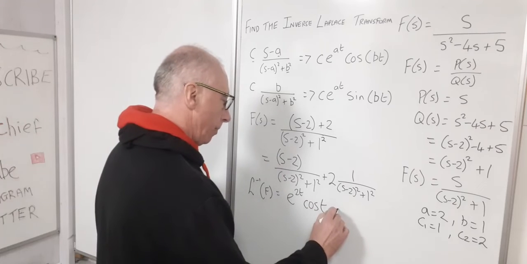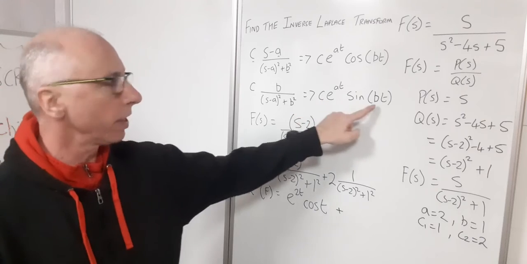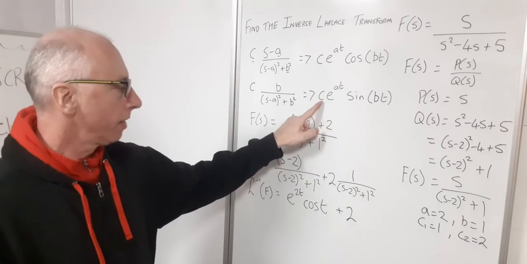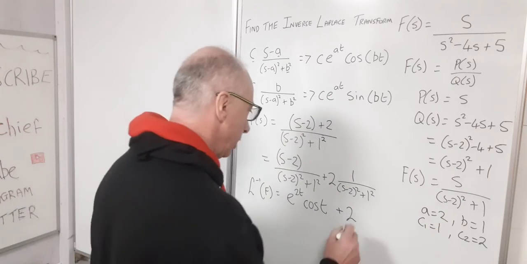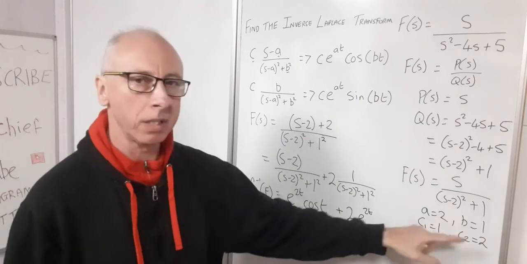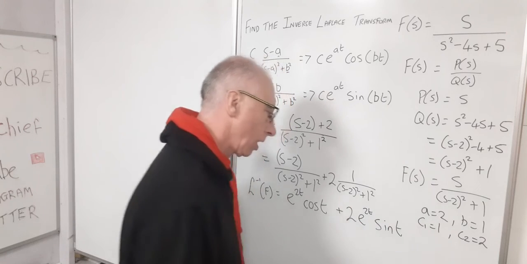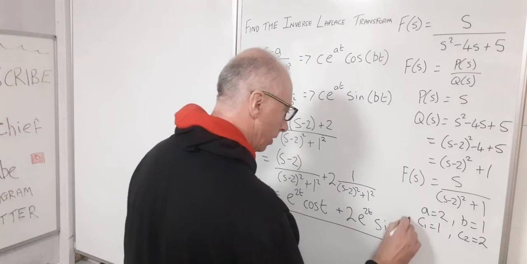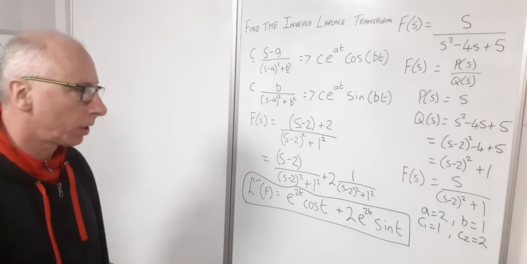And then on this one, I've got a constant which is 2 for this format. So now I've got 2. And then c, that's my constant, e to the at, so e to the 2t again. And sine of b times t, b is 1, so now I've just got sine of t. And that is my inverse Laplace transform of my function here, f of s. So that's our result. Okay.